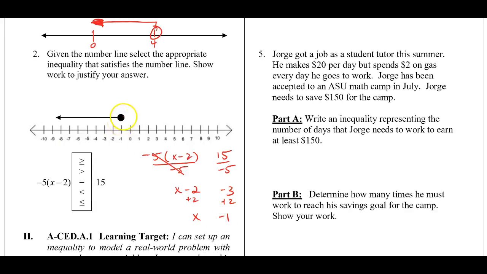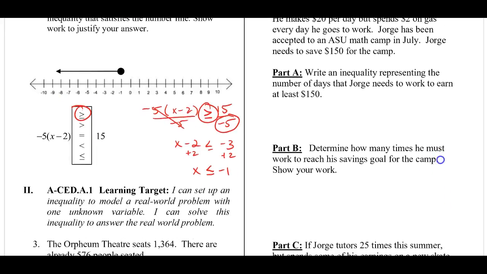Now my final answer, since it's pointing left, that's a less than sign. So my final answer is less than or equal because it's solid. But in the first step we divided by a negative, so it means that the sign had to flip at some point, which means it had to start as a greater than or equal to sign. So that's going to be greater than or equal.